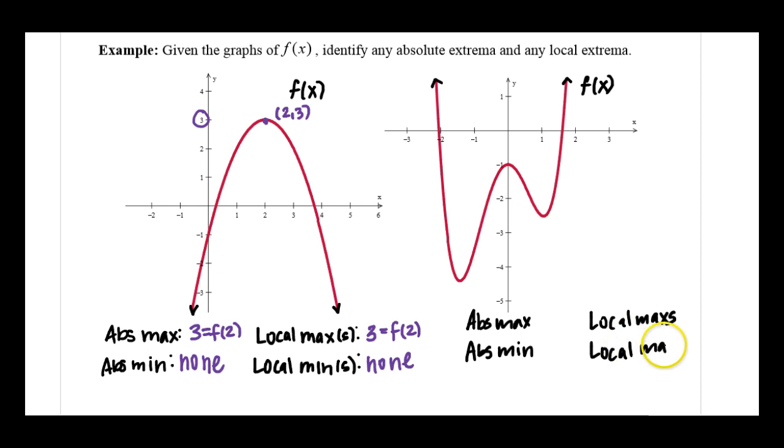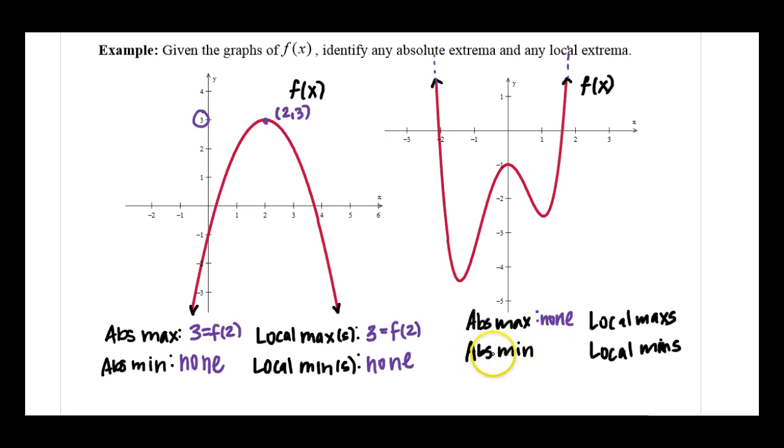So for absolute maximum, we're looking for potentially the biggest peak in the graph. Well, this graph is sort of the opposite of this one because this one goes up to infinity forever. So the biggest y value is not a real number. This goes up to positive infinity, which is not a number, so absolute maximum on this graph, there is none.